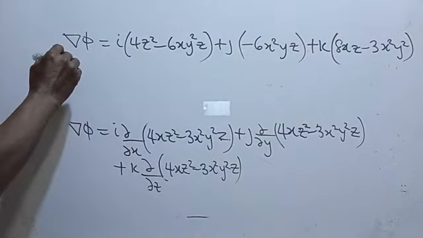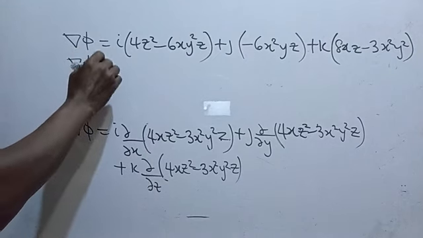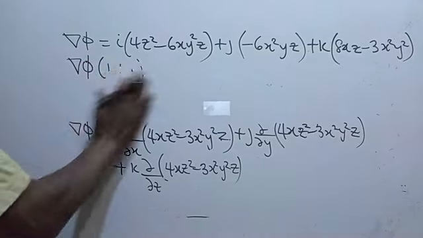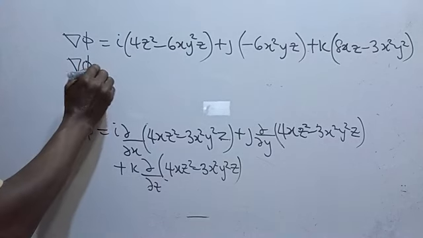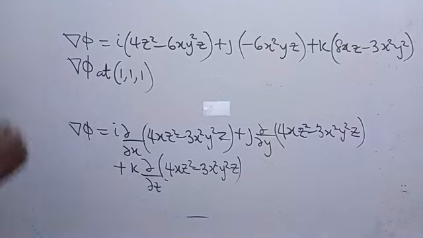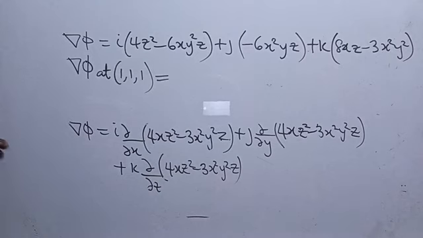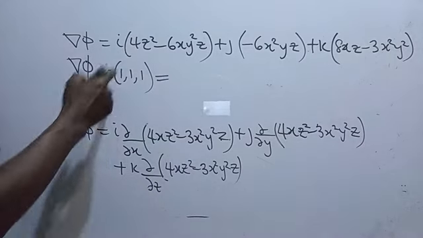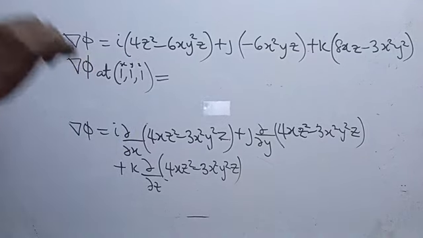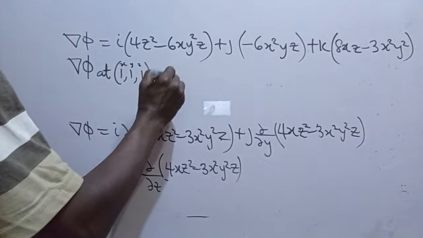Now, this grad phi was to be gotten at point 1, 1, 1. You can say at, let's write it better, at coordinate of 1, 1, 1. What is the value? Don't stress yourself. The one here is x, y, z. The coordinate is at x, y, z. All right, let's go there.